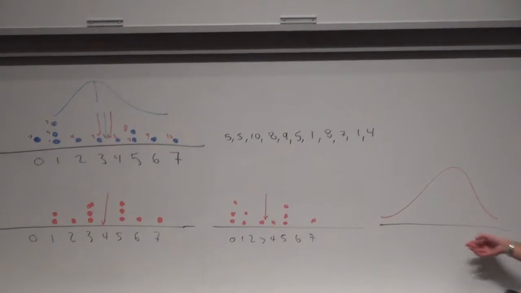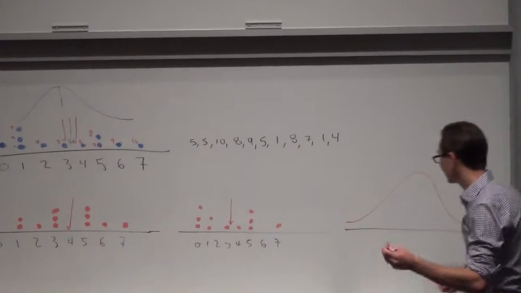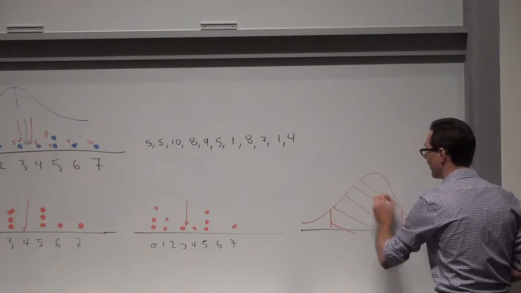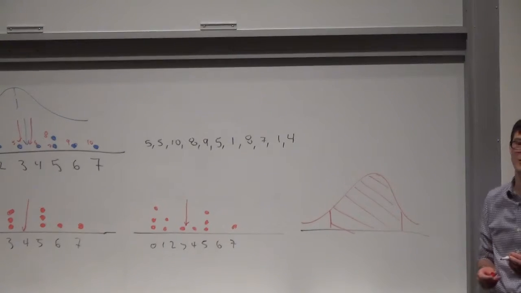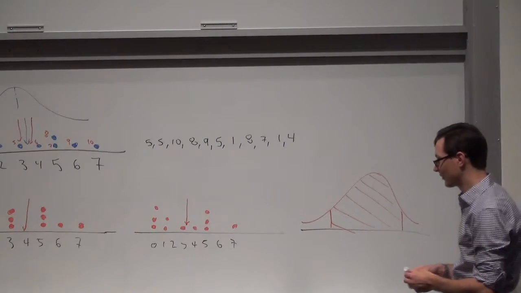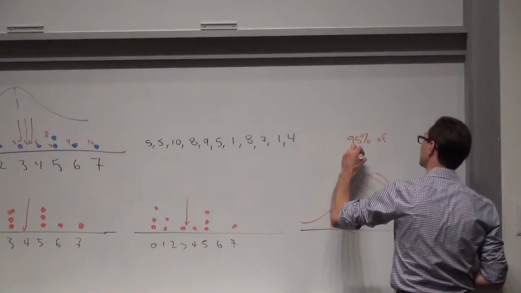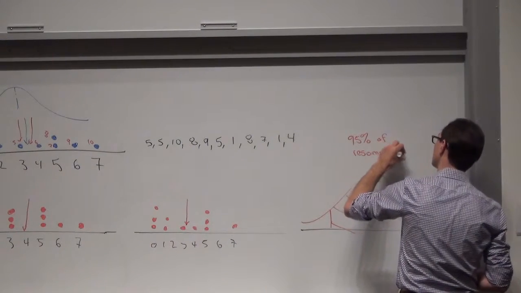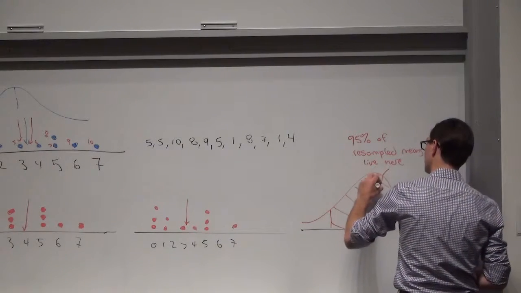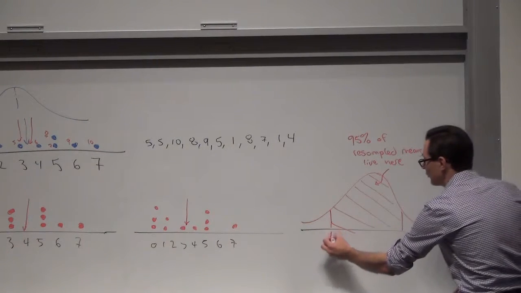So here we have this distribution of where the mean plausibly might be. And we can construct a region of this distribution that contains 95% of all the plausible places that the mean might be under repeated resampling. And so what do we say? We say, "95% of the resampled means live between these two bounds."